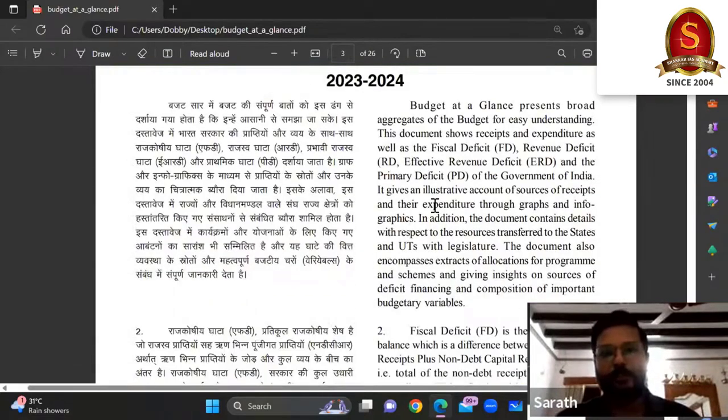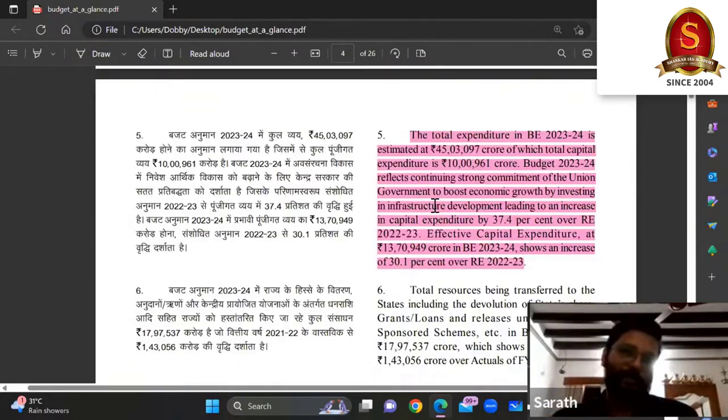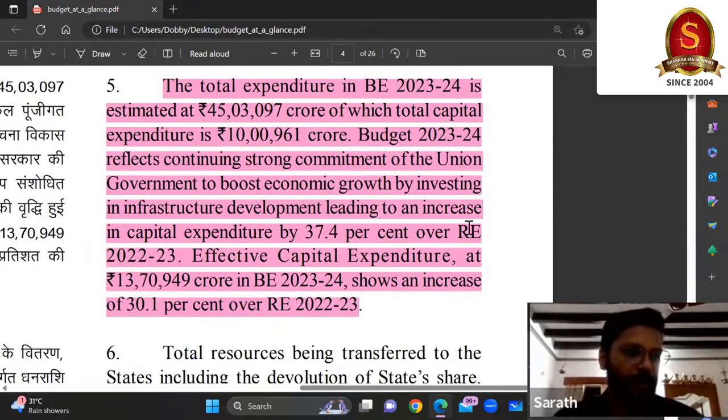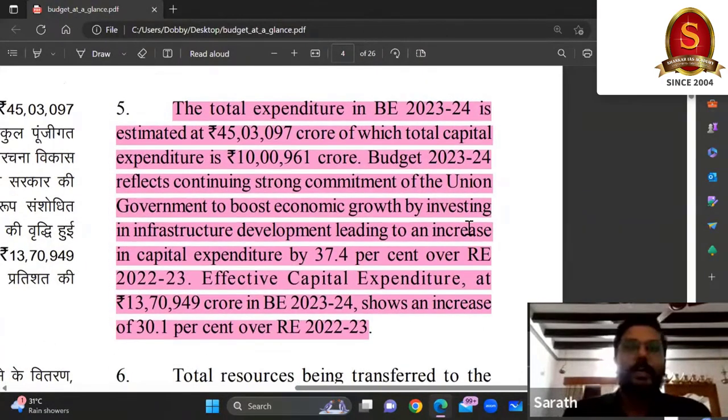In the first page of the document itself, or the second page, they have highlighted this particular information. So what is the information that they are trying to convey? The total expenditure in the budget estimate for the upcoming year is estimated at 45 lakh crore, of which total capital expenditure is 10 lakh crore. You have already got the answer to the second statement in this. Total expenditure is 45 lakh crore. Capital expenditure is 10 lakh crore. What is going to be the remaining 35 lakh crore? The remaining 35 lakh crore is going to be revenue expenditure, because total expenditure is equal to capital plus revenue. Capital is only going to be 10, which means the remaining 35 is revenue.